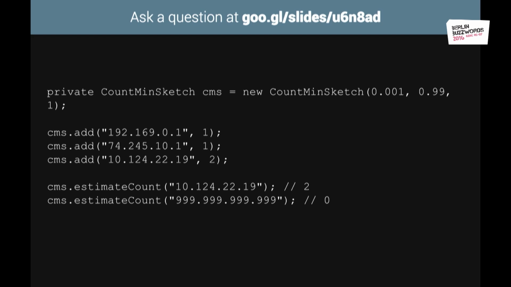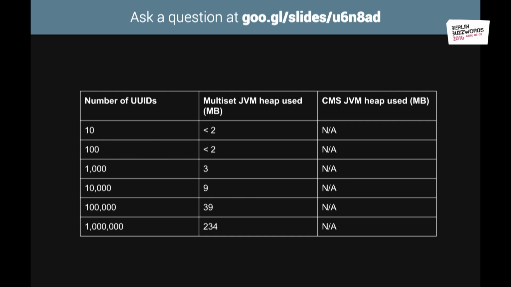And then you can add things into the sketch. I added those first 2 items once, and then I've added the third item twice. And then I can call estimate count instead of count. And it tells me 2 for the first one and 0 for the second one. So with direct comparison with the Bloom filter in the heap, it's kind of difficult to do because it doesn't scale with the number of things that go in there. But just to remind ourselves, when the multiset had 1 million elements in it, it was 234 megabytes of heap.